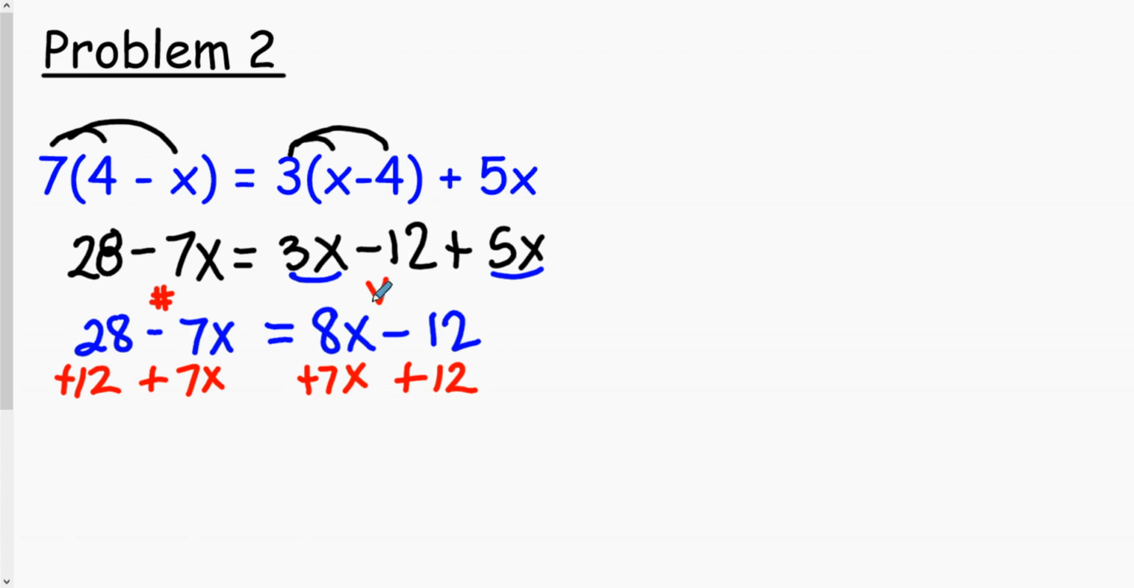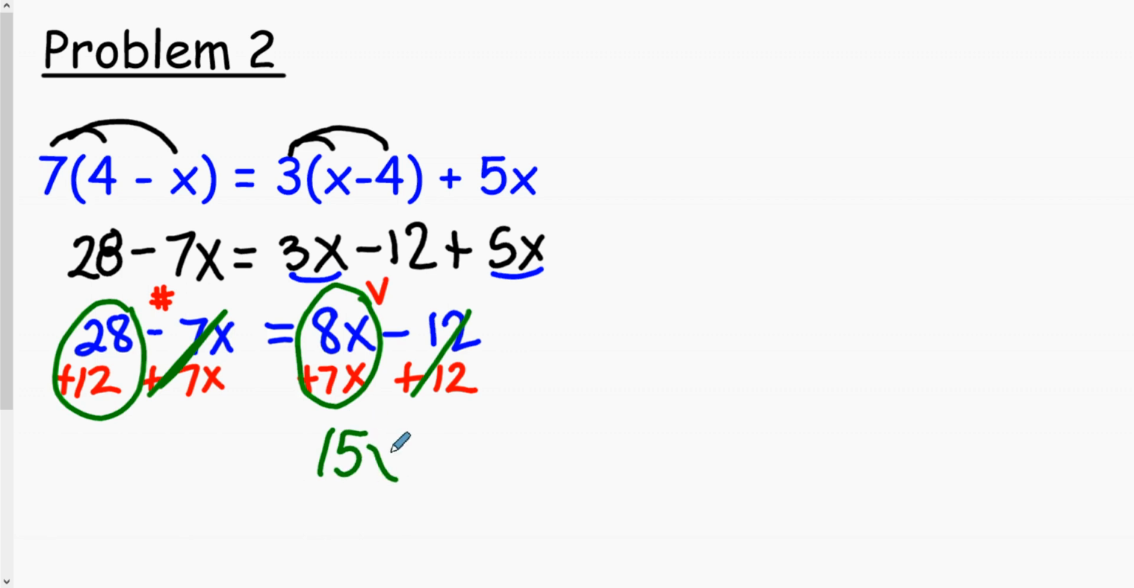Again, on the variable side, I want just my variables because the numbers cancel out. On the number side, I just want plain old numbers, the variables cancel out. 8x plus 7x is 15x. 28 plus 12 is 40.